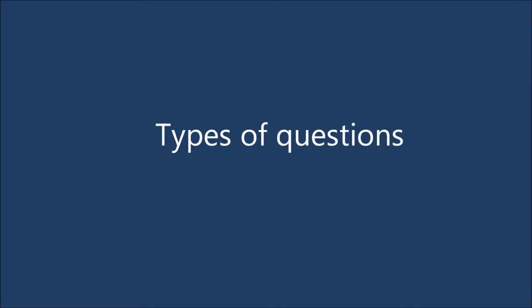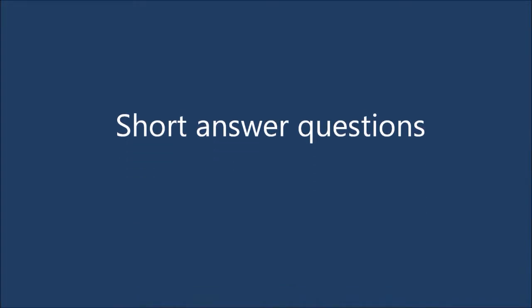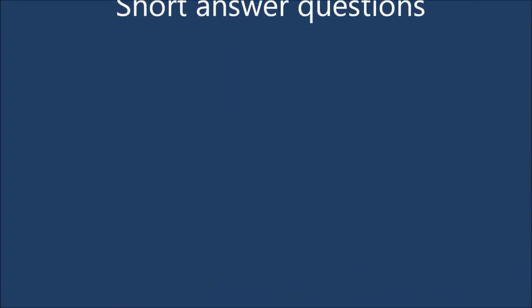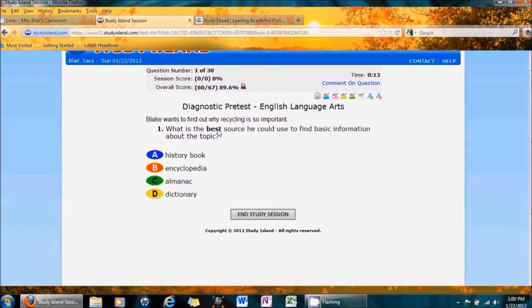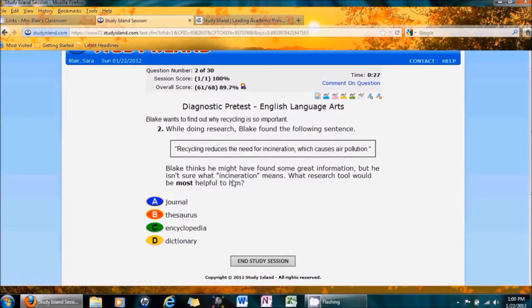There are different types of questions that you're going to encounter as you are using Study Island. The first type we'll talk about are the short answer questions. They usually have a very basic question about a sentence, which happens to appear above it. You read the question, you read the sentence, and you find the best answer. And when you get it, voila, a star appears and a green arrow to go to the next question. Again, that's the same sentence. Blake wants to find out why recycling is important, and then there's more information. So they talk about stuff in a box, and you need to go there.